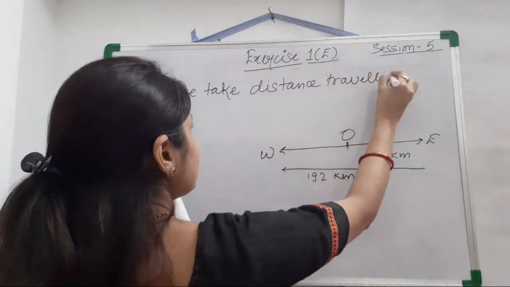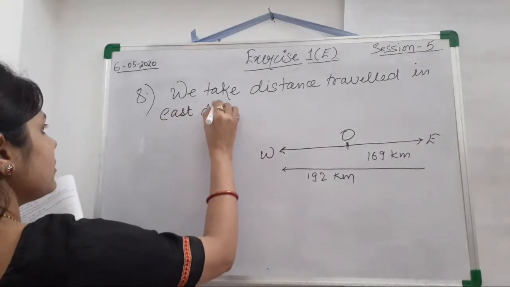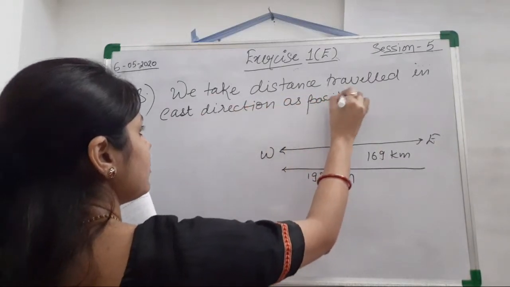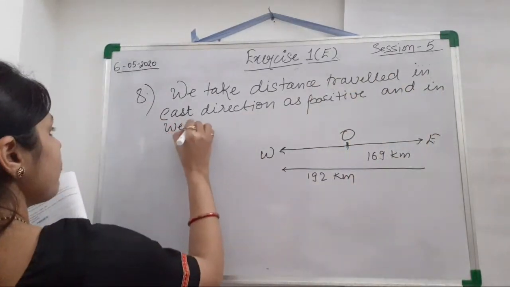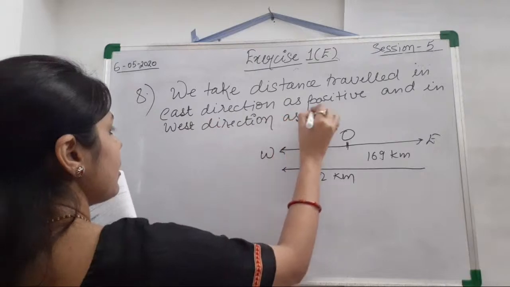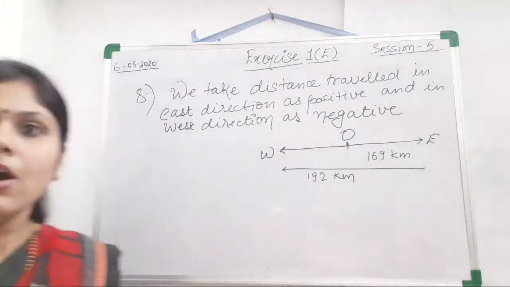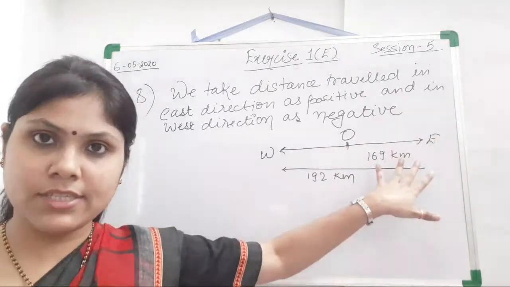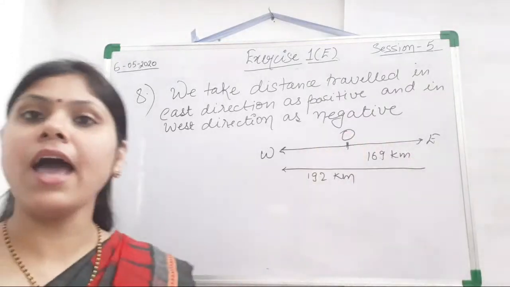So let us take the distance traveled in the east direction as positive and in the west direction as negative. Is this clear? First we will take the distance traveled in the east direction as positive, and the distance traveled in the west direction, because it's going in the opposite direction, as negative.